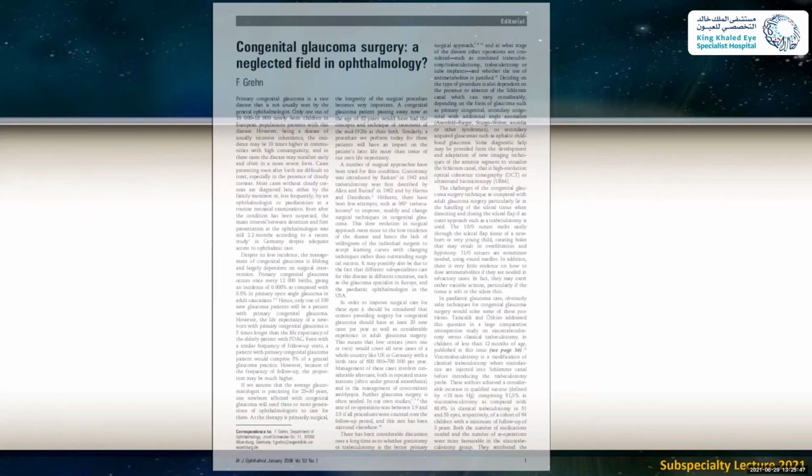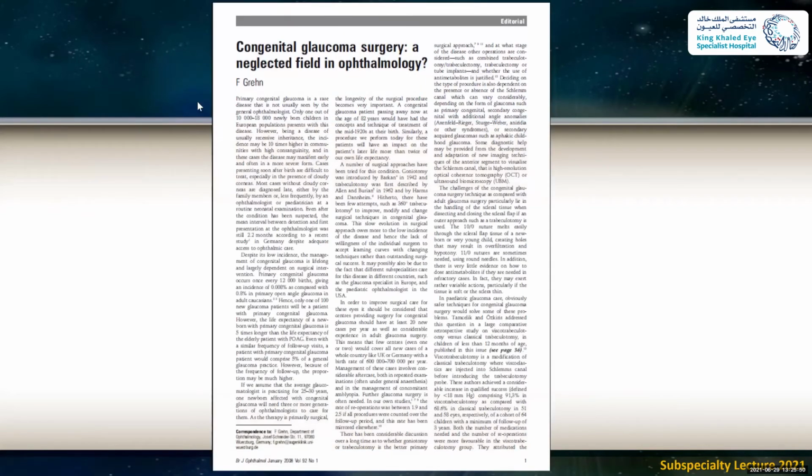Dr. Franz Grehn wrote a letter to the editor in, I think, the British Journal of Ophthalmology. His conclusion was that the disease differs from one nation to another, being most severe in the Arab world or Middle East, and much more common, about 10 times more in our area compared to the Austrian population.